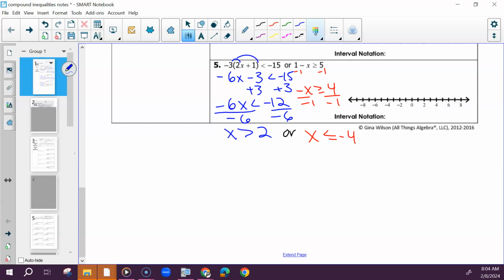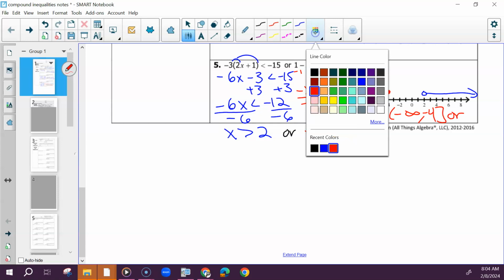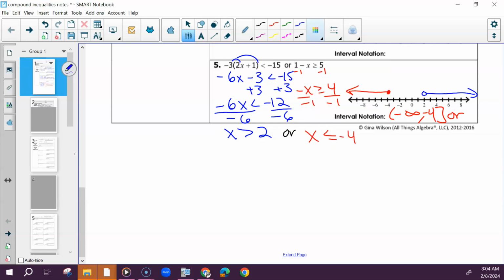And then graph those. x is greater than 2 and less than or equal to negative 4. So how would we write that in interval notation? Negative infinity to negative 4, bracket. Parentheses, 2 to infinity.